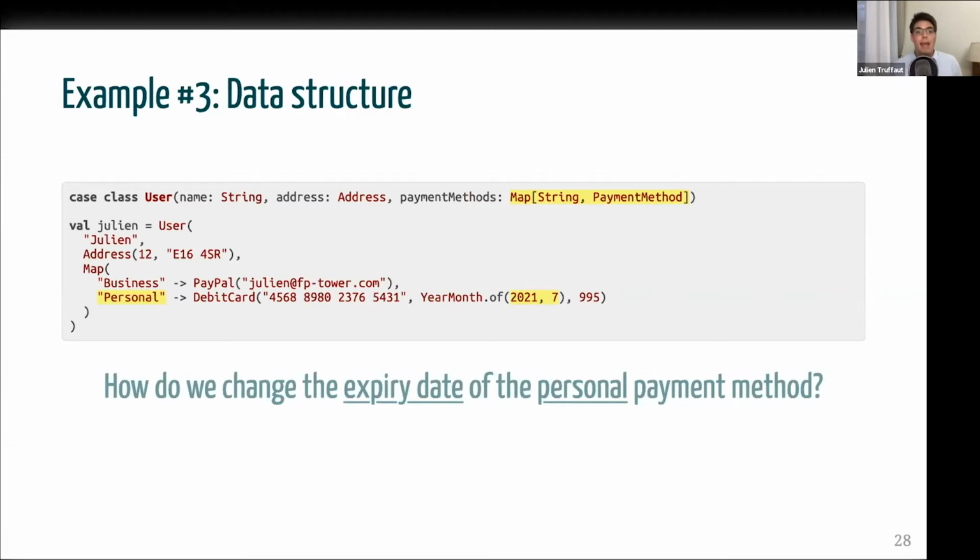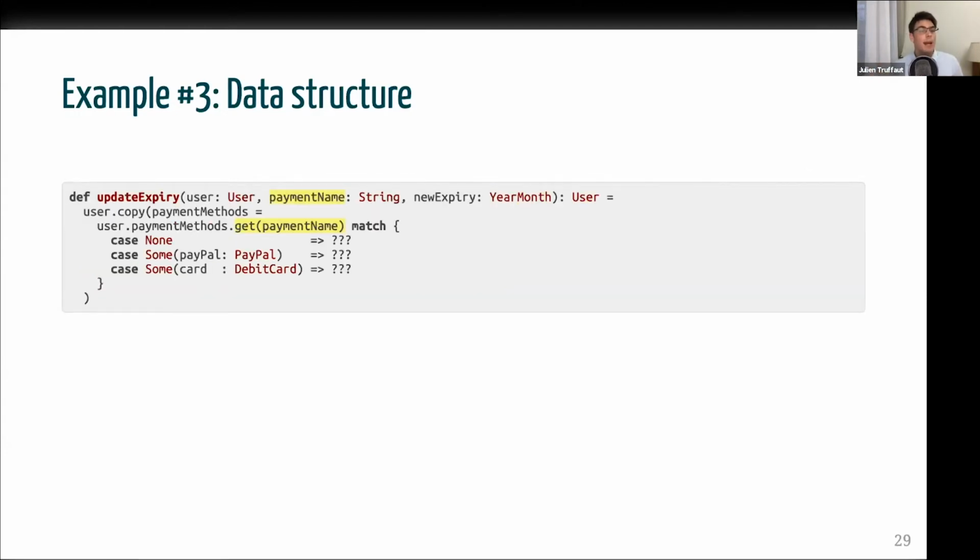Okay, and let's take a user who has a PayPal account annotated as business and a debit card marked as personal. So now, how do we change the expiry date of this personal payment method? It's going to be the same, but slightly more complex. Now we'll have to use get from map to look up this payment name inside of the map. Now we have three cases. Either it's none, where this payment name doesn't exist, or it's a PayPal account, or it's a debit card.